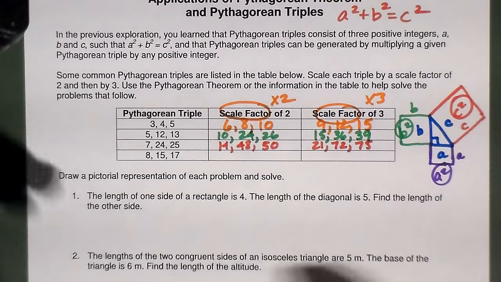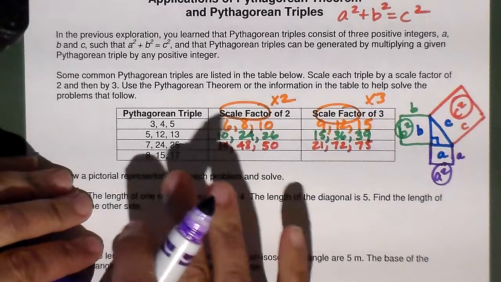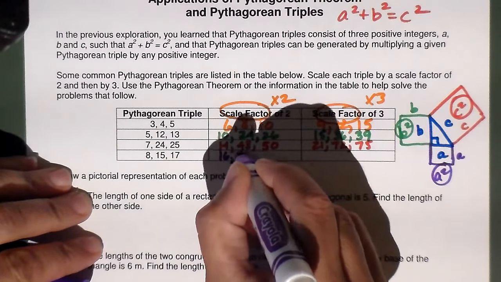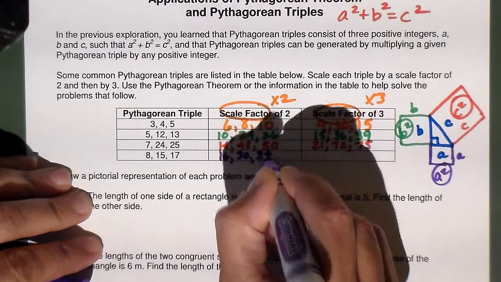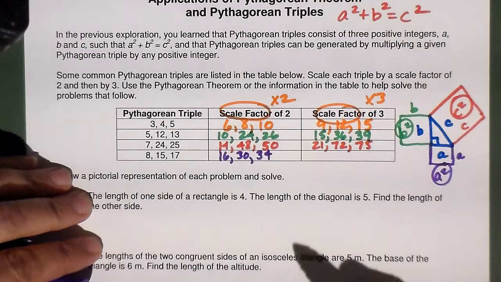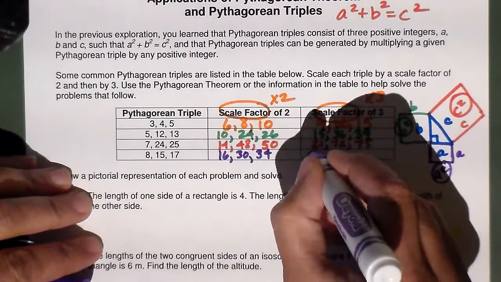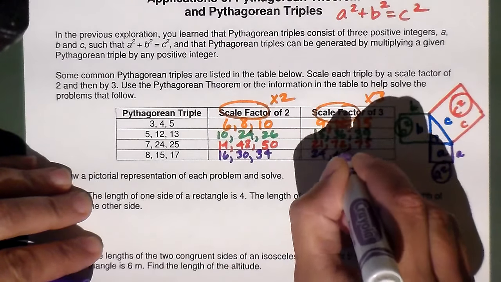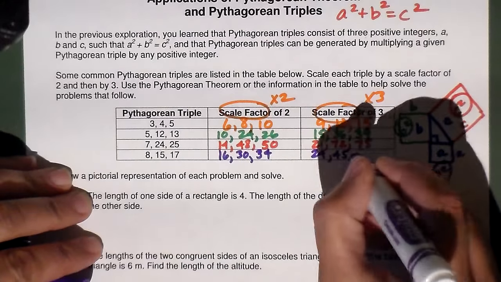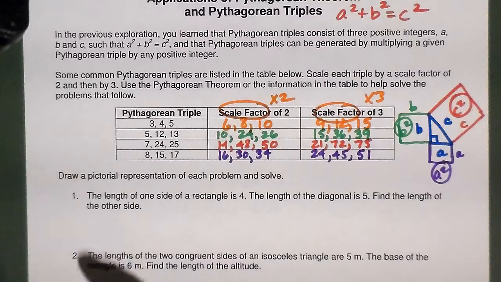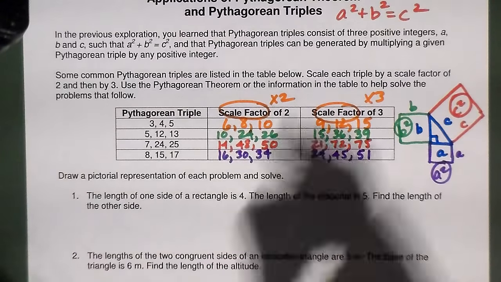So let's look at the last one. We have 8, 15, 17. If I scale factor that by 2, that means 16, 30, and 34 is also a Pythagorean triple. If I use the scale factor of 3, that means 24, 45, and 51 are also Pythagorean triples. So that is your basic list of Pythagorean triples.